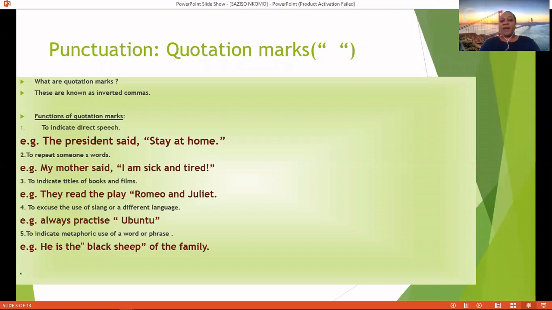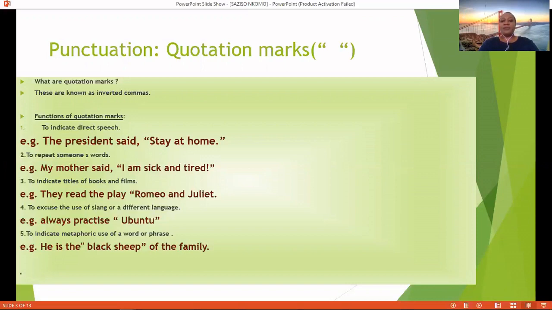Right, let's begin by looking at quotation marks. What are quotation marks? Quotation marks are also known as inverted commas. The inverted commas, as you can see on the screen there in brackets, those are what we refer to as inverted commas or quotation marks. What are the functions of quotation marks? Number one is to indicate direct speech.